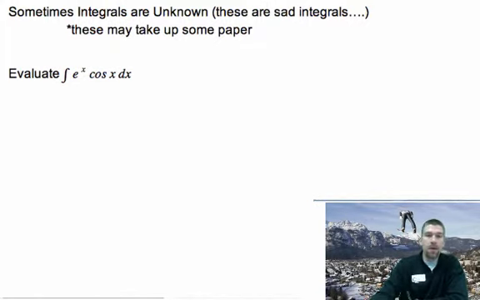Well, going back to our tips and tricks, and keeping in mind how integration by parts works, where we're going to have the integral of u times dv.